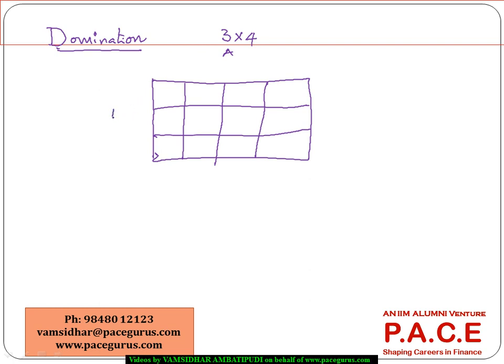So A can actually follow either 1, 2, 3, or 4 strategies. B can follow 1, 2, or 3. Now I'm writing the payoffs here. Probably let me write the payoff 3, 2, 5, 1, 3, 2, 2, 3, 4, and 5, 4, 3. Let's say these are the payoffs for this game.